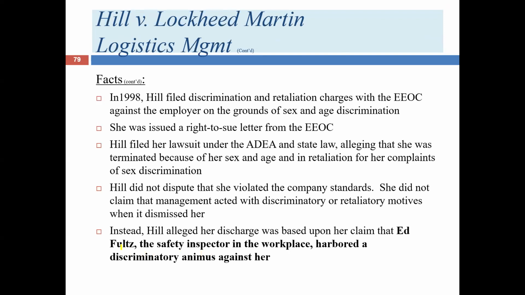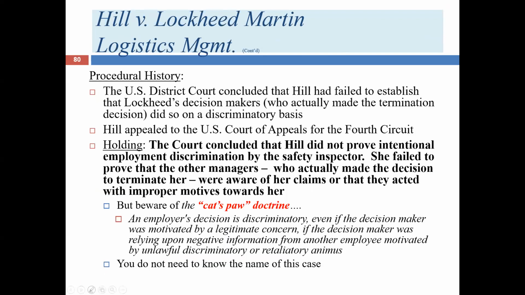He was more along the lines of a peer, but he turned her in on some of these things, and he had this discriminatory motivation to turn her in. And he would report her to people who had no negative feelings about people who were older or people who were female, but Ed had these ideas. And so we call this the cat's paw doctrine.